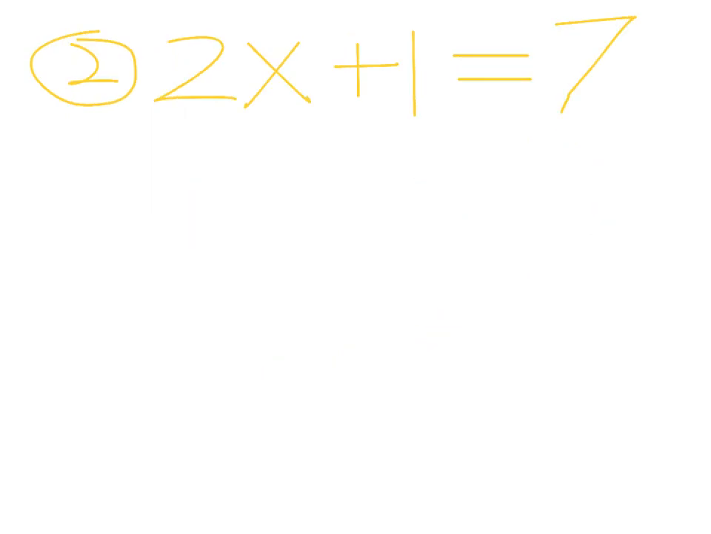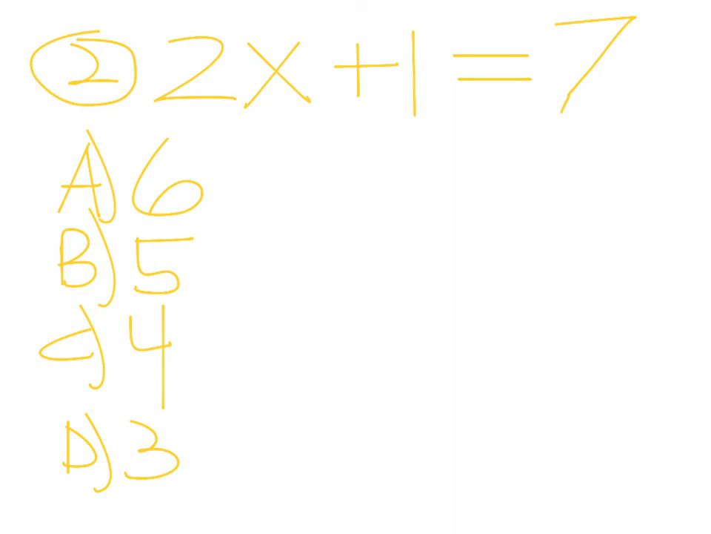Example number 2 says which value of x makes the equation 2x plus 1 equals 7 true. And then it gives you 4 choices. You've got A, 6, B, 5, C, 4, or D, 3. And all we're doing is checking each of these. That's the first way we're learning this year to solve equations, is just by guessing and checking.